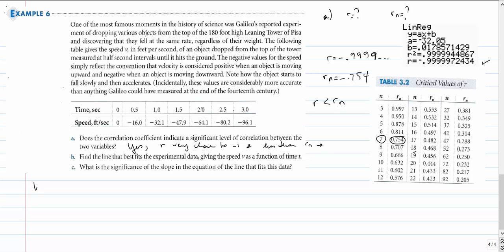Now, to find B, the best fit line comes from A and B. So Y is equal to, here, let's call it V because that's my outcome. The speed is equal to negative 32.05 time plus B, 0.01786, let's say. So this is the answer for B.